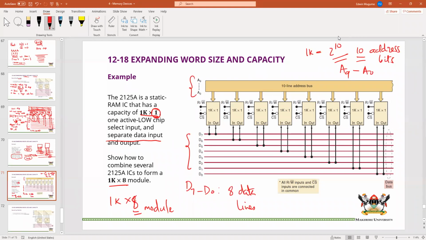The same address is resolved in each of these chips. So this is the same address that is selected in each chip because it is the same address that is on the line. And then you see that all read-write inputs and chip select inputs are connected in common. So all read-write inputs will be connected to the same source, so that if you give a read command, it is the same for all of them. And for the chip select, it is also connected in common, so that if you select the chip, all of them will be selected simultaneously. Any questions?